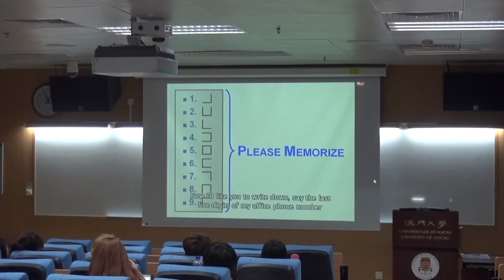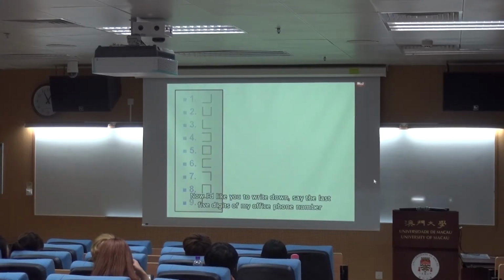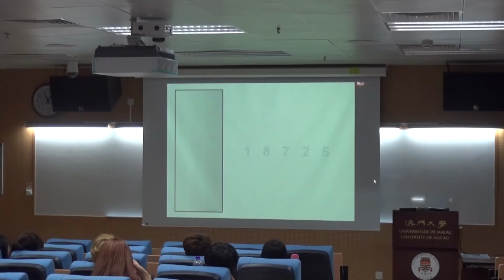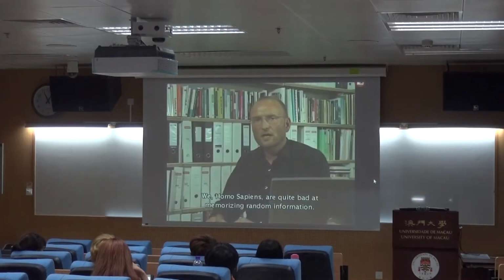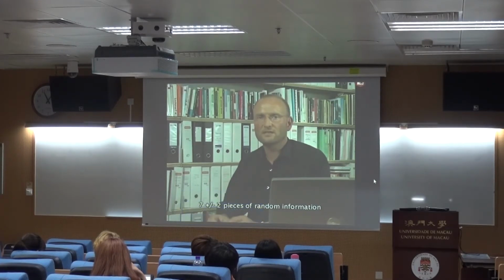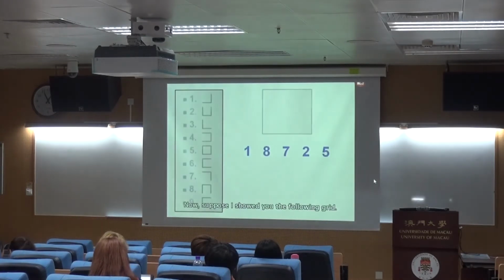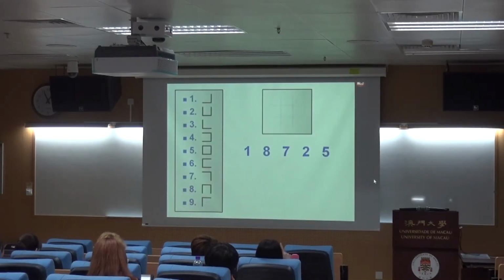Remember them. Now I'd like you to write down, say, the last 5 digits of my office phone number. 1-8-7-2-5 in this numeric system. We, the Homo sapiens, are quite bad at memorizing random information. Psychologists claim that we are only able to hold 7 plus minus 2 pieces of random information in our short-term memory. Now, suppose I showed you the following grid.